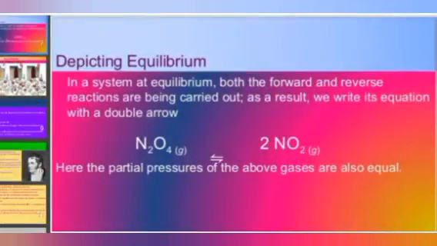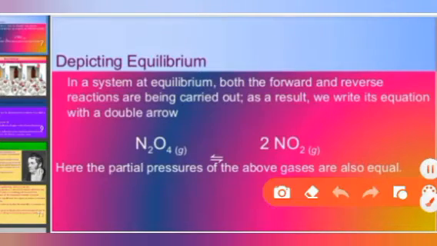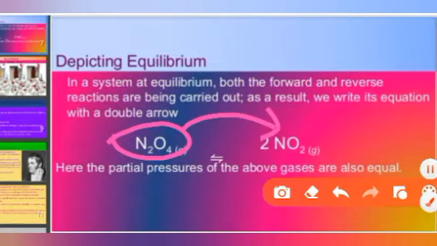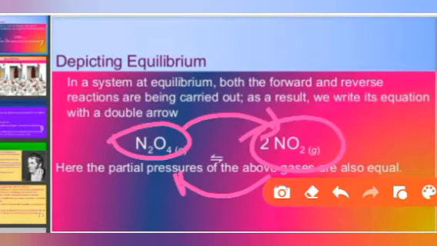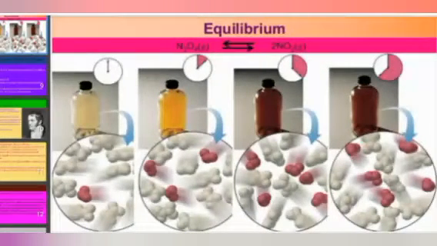In a system of equilibrium, both the forward and reverse reactions are being carried out. So if we say N2O4 gives 2NO2, it means that the rate of forward reaction is equal to the rate of backward reaction. It is the stage where the rate of forward reaction is equal to the rate of backward reaction, and that is called equilibrium. So in equilibrium the time factor is very important.